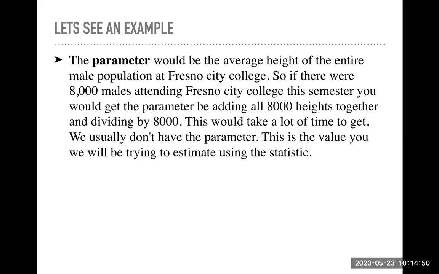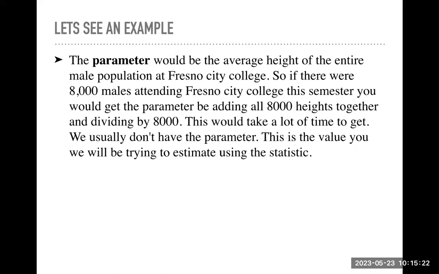Hopefully you're not just using an average calculator. Then you're adding together all of those 8,000 numbers, 8,000 different heights. So the first one might be 6 feet 1 inch. The second one might be 5'5", and there's 8,000 numbers like that you're going to be adding together, and then dividing by the number of numbers that you added. So that's 8,000, and that's how you'd be calculating the parameter.